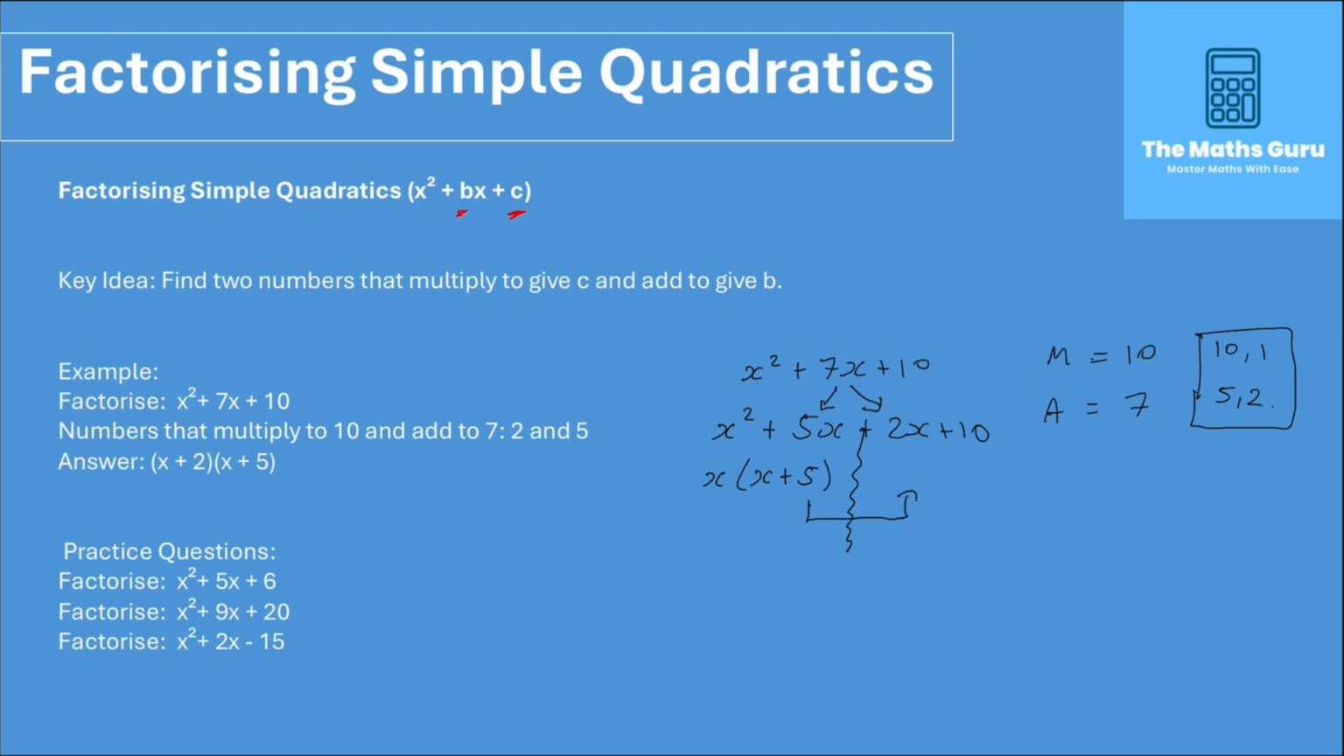We then move this bracket over to this side and put x plus 5 here, and we see what value we can multiply x plus 5 by to get back to the original. So how do we get from x plus 5 to 2x plus 10? We put a 2 outside. Then our two brackets become x plus 2 and x plus 5.